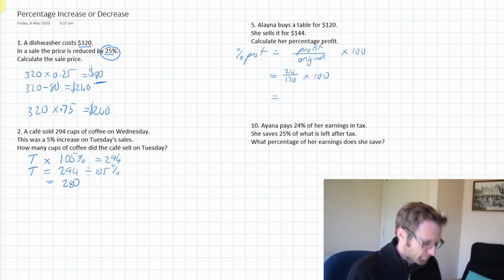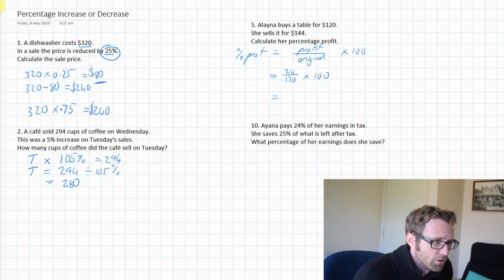And what do we get? 24 over 120. Could do this mentally, but let's just save a bit of time. We get 0.2, 20%.